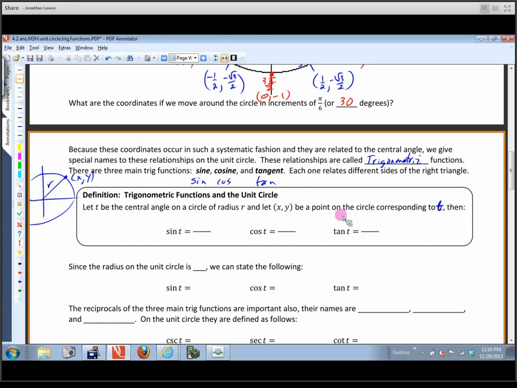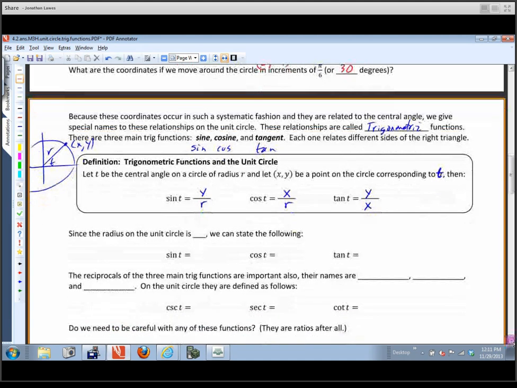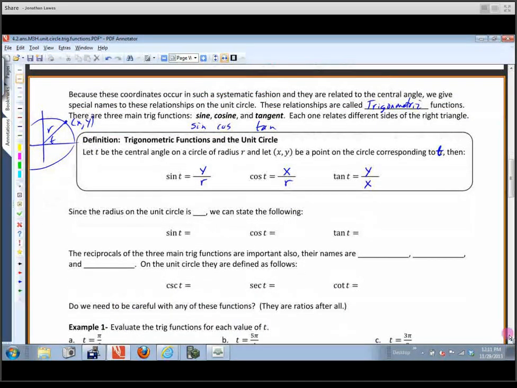The point on the circle corresponding to this angle t is going to be, for the sine, the y coordinate over the radius, or y over r. The cosine of that angle is going to be the x coordinate over r, and the tangent is going to be the y coordinate over the x coordinate. These are by definition, and there are reasons they came up with these. You may have heard of sine, cosine, and tangent explained another way. We're going to get to that, but this is the way we're going to approach it in this book for right now. So this is something you're going to want to keep track of.